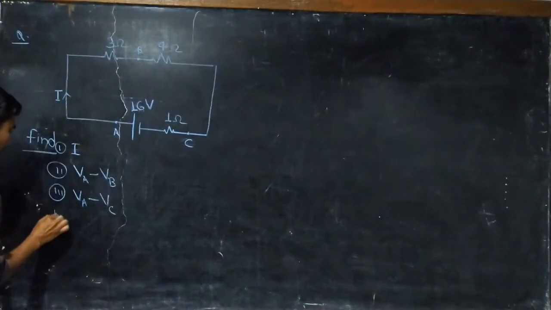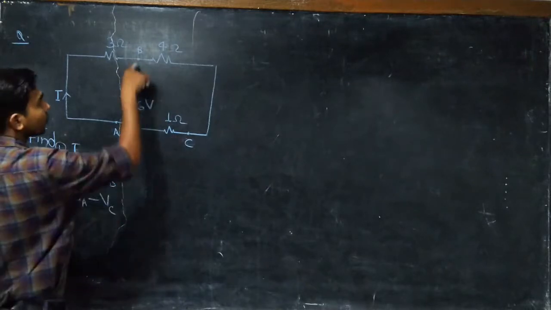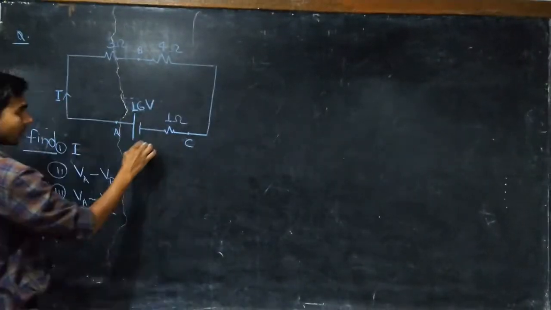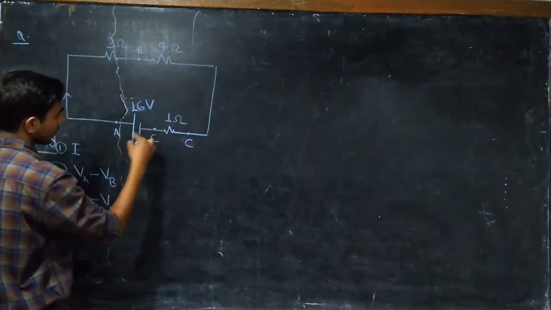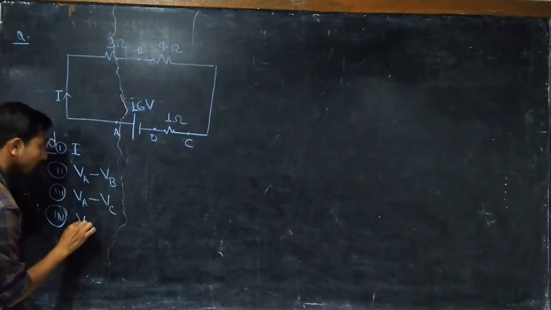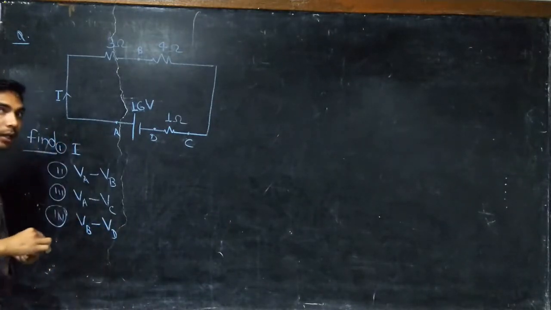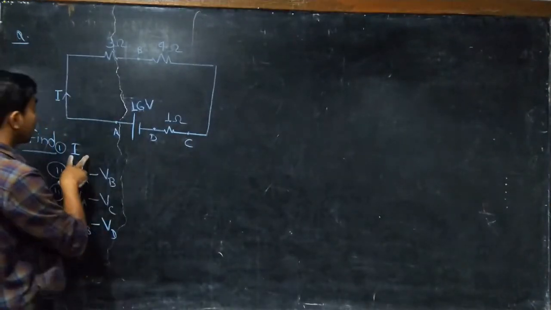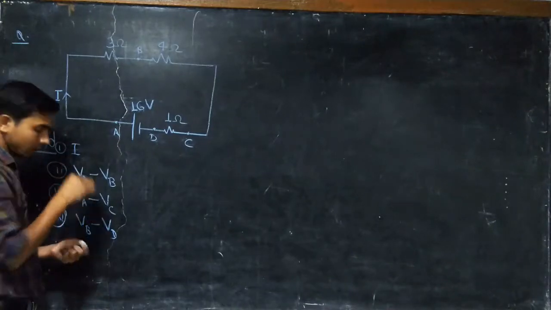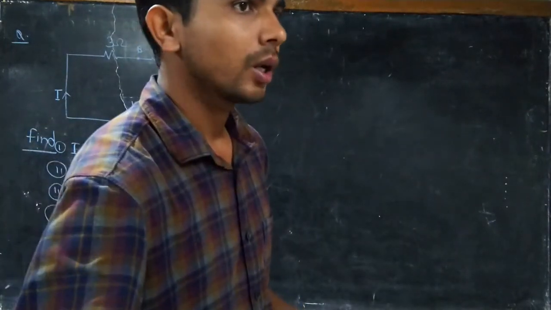And in the fourth question you have to find potential across these 2 points, right? Or we can take 1 point here and I will take that. So this is your potential across B and D, right? Now you are able to see here, we are going to find I. There is no problem in calculating I.